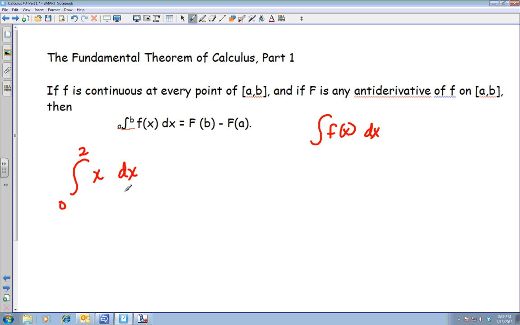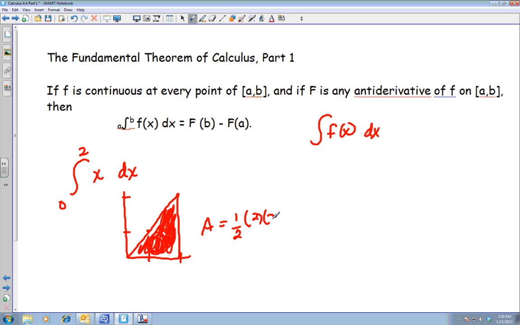We did this in a previous lesson by graphing this. I'm going from 0 to 2. Here's the graph of that. And we found the area under that curve by finding the area of that triangle. They were nice, neat geometric shapes. So the area of that would be 1/2 my base, which is 2, times my height, which is 2. So when I simplify that, my area is 2. Okay?